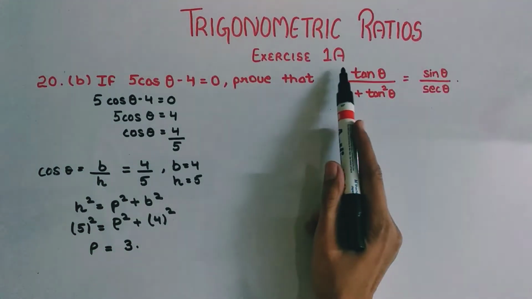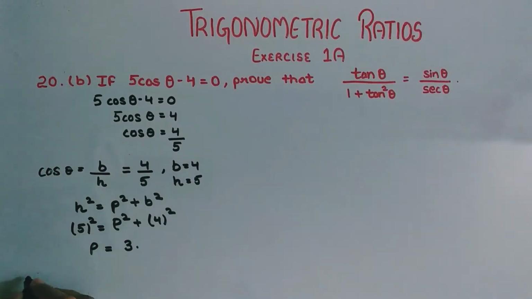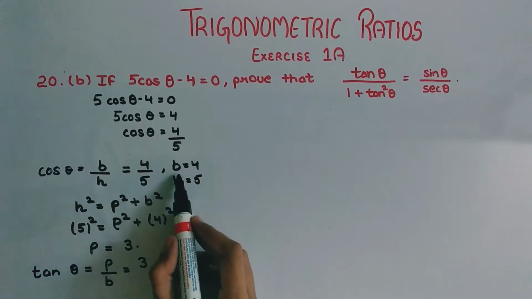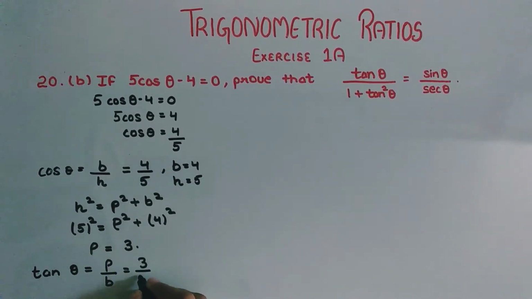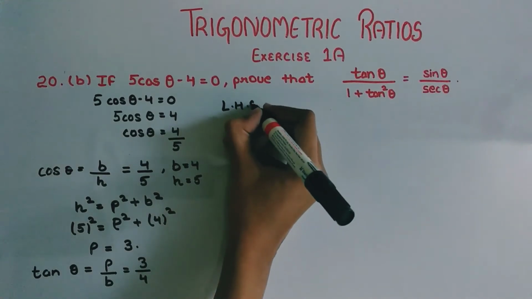Now first we have this left hand side. For this we need to find the value of tan theta. We know that tan of any angle theta is ratio of its perpendicular divided by base. Value of perpendicular is 3 and that of base is 4, that is 3 by 4. Now first we will solve this left hand side.